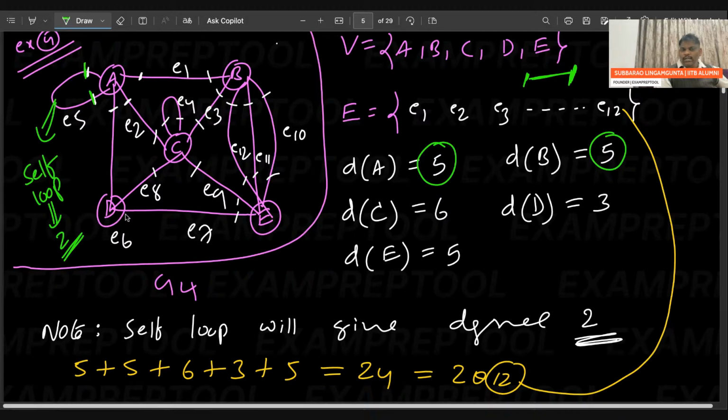So if you go to the C, the C degree, self loop is there, 2 plus 4, 6. If you go to the D degree, I think 3.